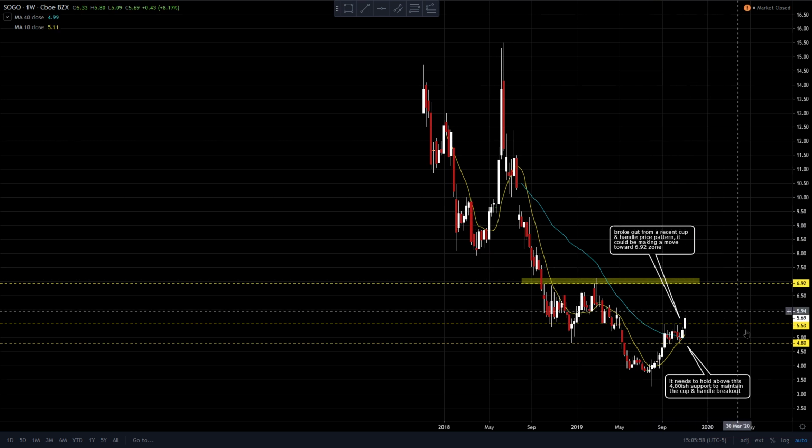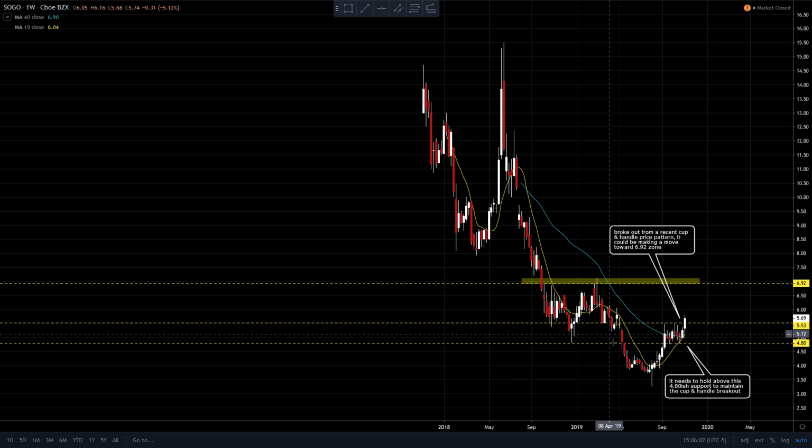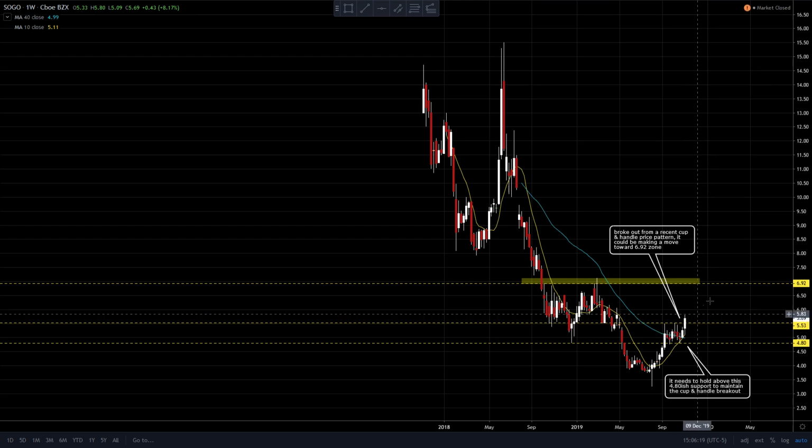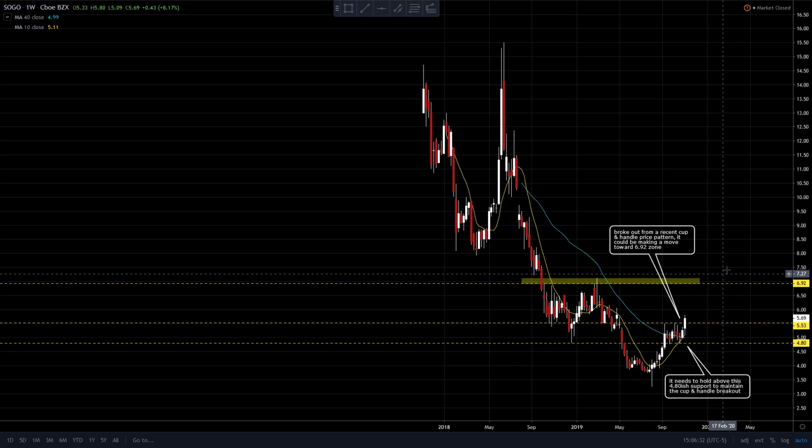Here's a Chinese company named SOGO. It's kind of interesting. It formed this cup and handle pattern, and it broke out of it recently and moved above that baseline up at the 553 area. So right now, I'm basically looking to see if it would be able to move up to this 692 zone and possibly come down, then maybe pull back and set up an inverted head and shoulders pattern for the next pattern play.